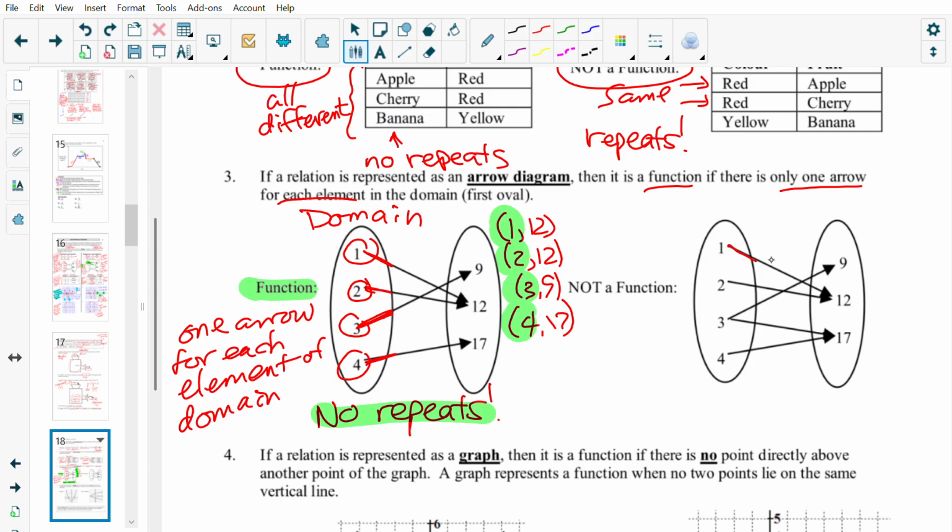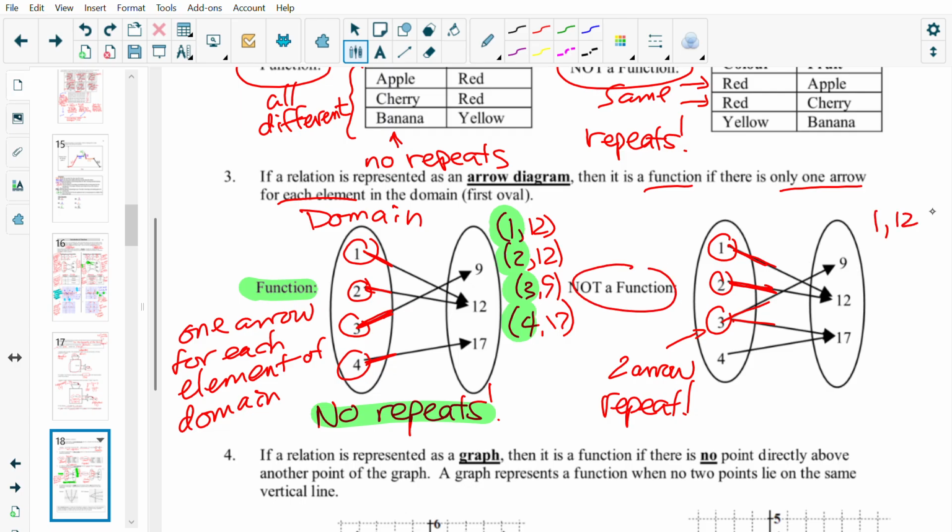This one, good so far, one arrow. Good so far, one arrow. Oh, problem. 2 arrows. This is a repeat. So therefore not a function.